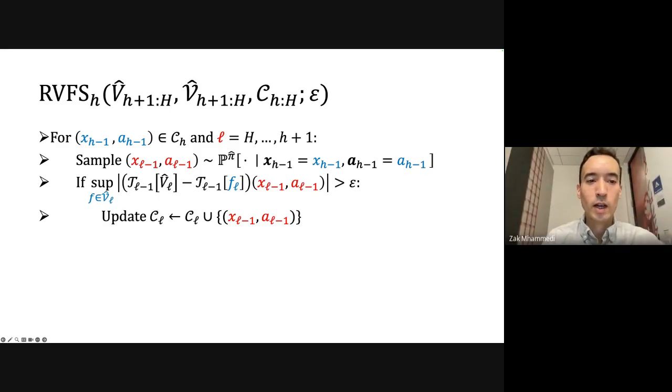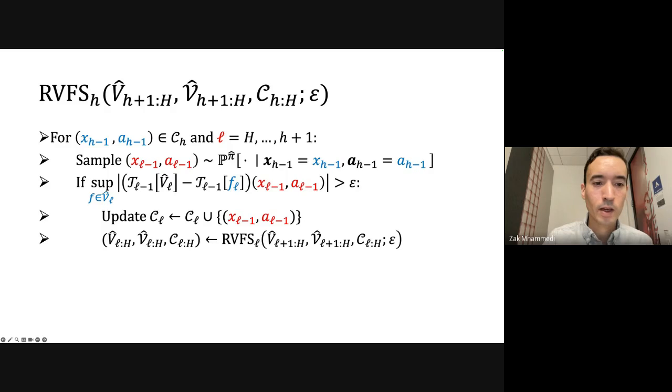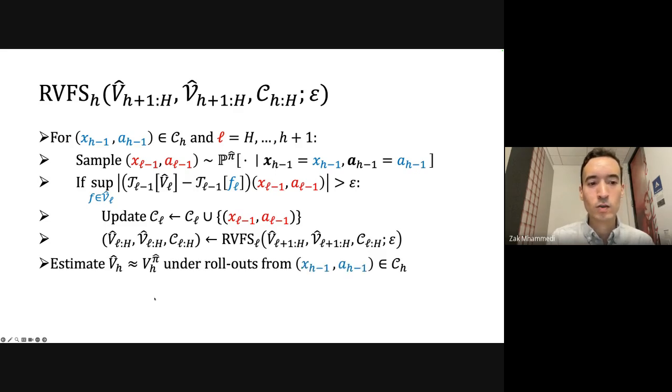So if you do this check and this objective is greater than epsilon, then you deem that state action pair to be novel or uncertain, and you add it to the core set. Once you add it to the core set, you call RVFS again at that layer where you've encountered a new state action pair. If you do this for loop and you haven't found any novel state action pair, then you just re-estimate your value function. You do rollouts starting from state action pairs in the core set, and you fit this value function VPy hat.